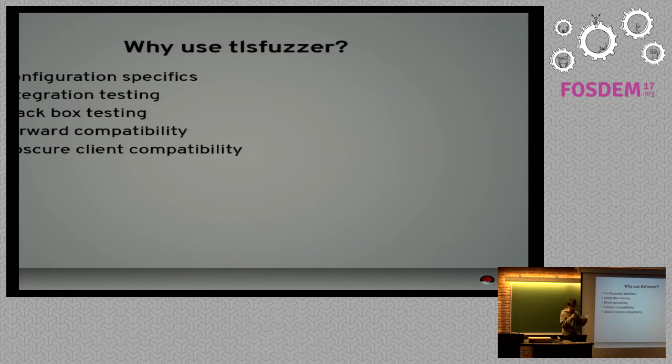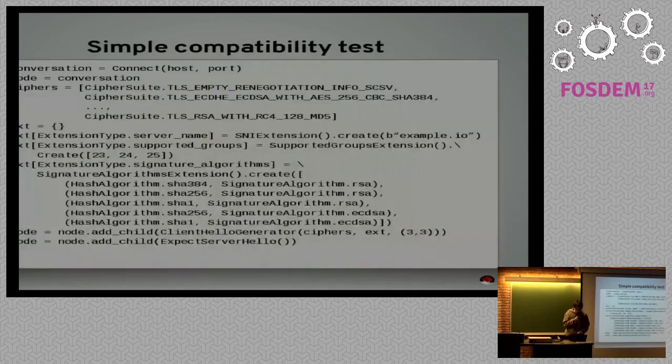And also, you may want to use TLS fuzzer for testing your server configuration against obscure clients. Since TLS fuzzer can generate basically any kind of messages, it can generate messages which are sent by uncommonly used clients. And you may still want to keep the configuration that is compatible with them. So you can simulate basically that client and see if the server will respond and negotiate the connection.